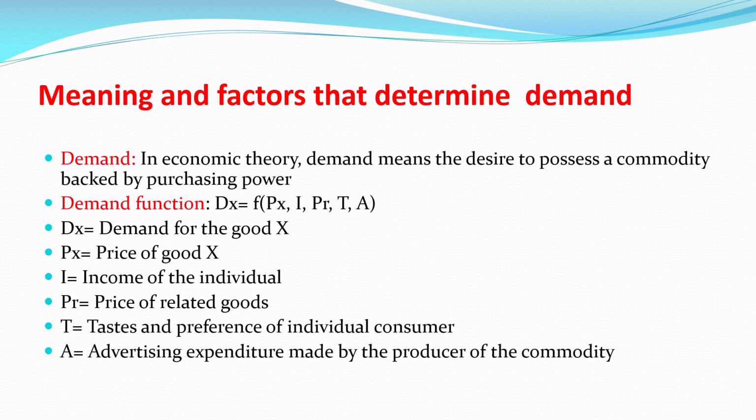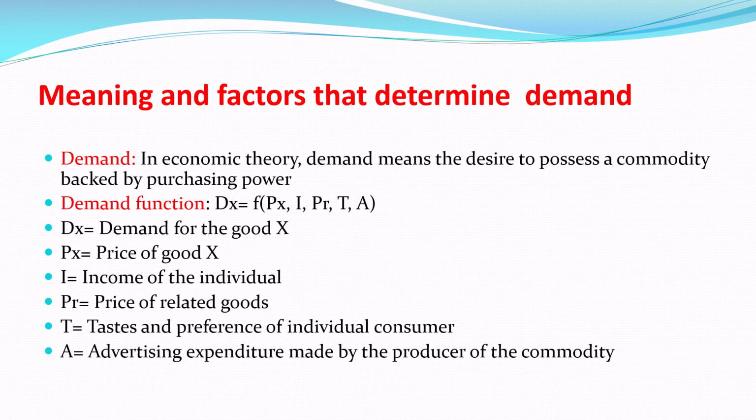Any function has two kinds of variables. One is the dependent variable, the other is the independent variable. Here Dx is the dependent variable because it depends on some other variables. Px, I, Pr, T, A are independent variables. Here Dx refers to demand for the good X.